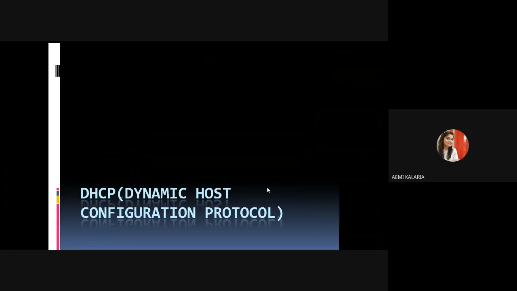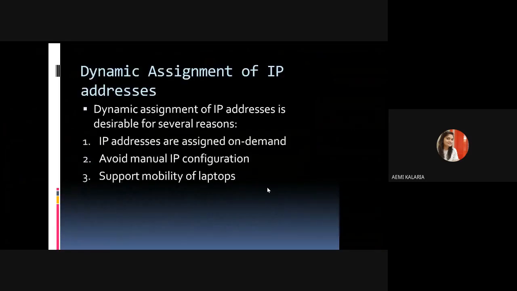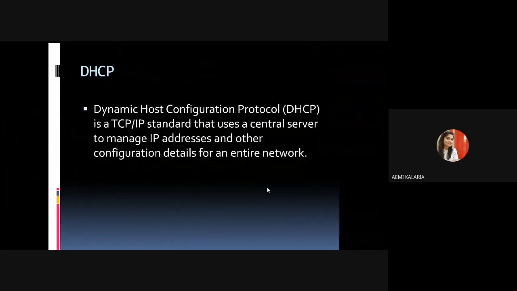Now, what is the requirement of dynamic assignment of IP address? So basically, there are three requirements. First one is that the IP address is assigned on demand. So we can say this is the functionality of DHCP. So IP address on demand, avoid manual IP configuration, and support the mobility of laptops. So if a laptop is moving from one network to another network, let's say the user is traveling, at that time this DHCP concept comes into the picture. Now, this is the basic definition or main functionality of DHCP, Dynamic Host Configuration Protocol.